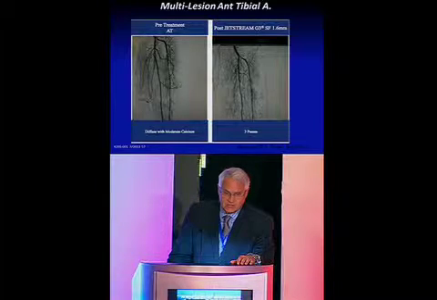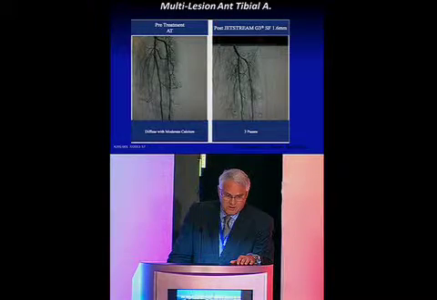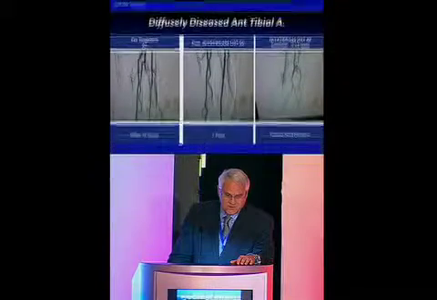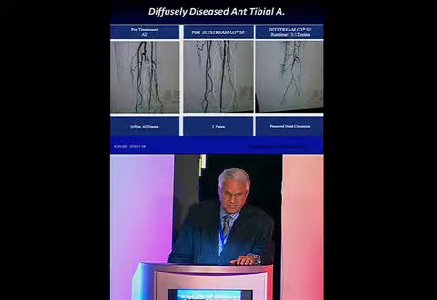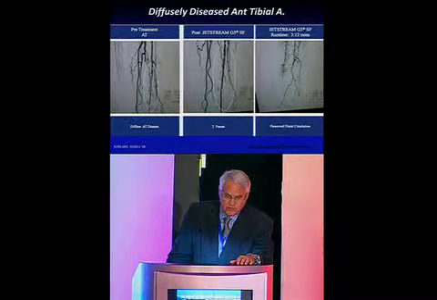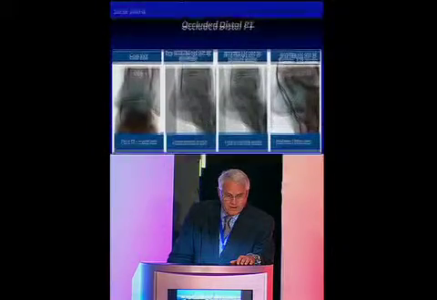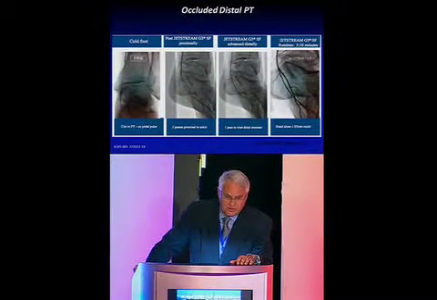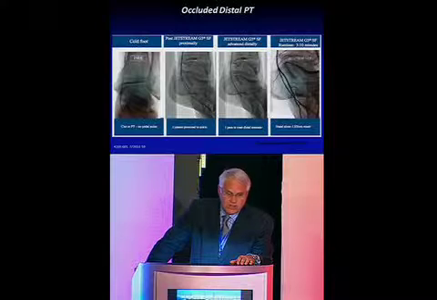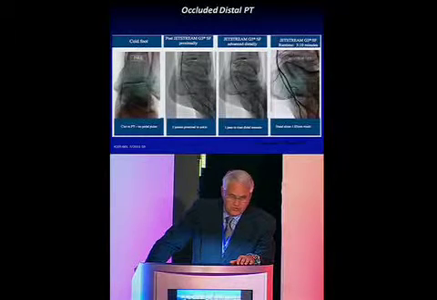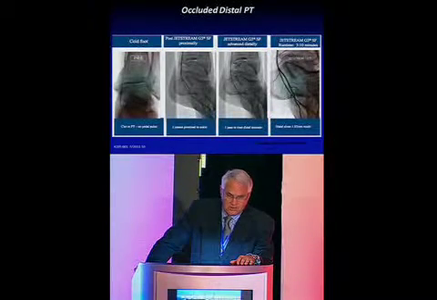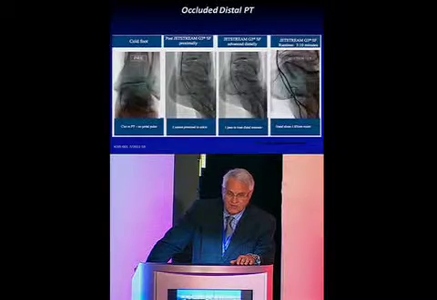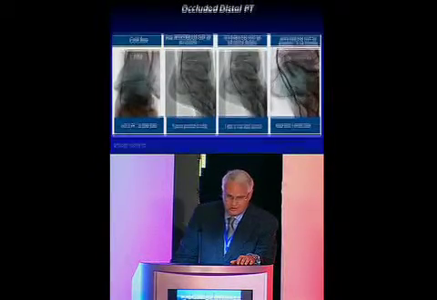This is a multi-lesion anterior tibial artery that was treated effectively with the device. A very diffusely diseased segment, the G3 device was used. This is a patient that had a distal thrombotic occlusion that Malcolm Foster treated. This was approached with the JETSTREAM SF device distally, and you can see the excellent result in the far right panel.